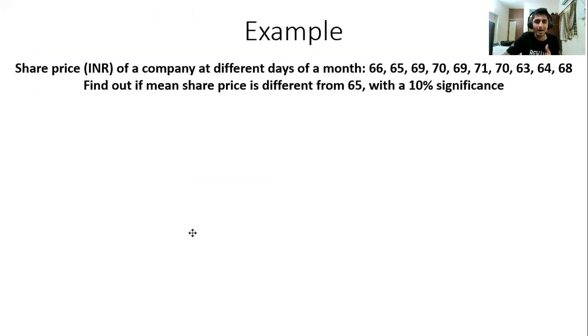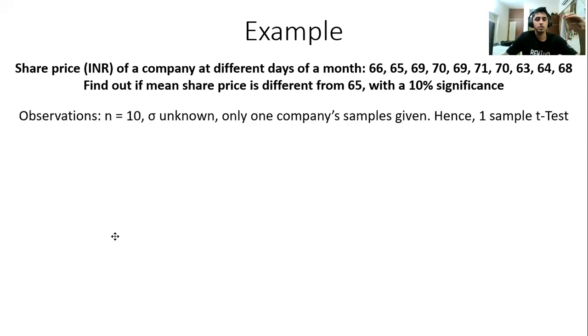Now we just go and have a look at an example. It's the same example which ma'am discussed in class, which says share price of a company at different days of the month. So we have different share prices, and we have to find out if the mean share price is different from 65, with a 10% significance. Again, we'll just break this problem down. Our first observation is that n is 10. We have 10 elements which are our sample, starting from 66 to 68. They are 10 numbers. We don't know the population standard deviation. It is not given. Sigma is unknown.